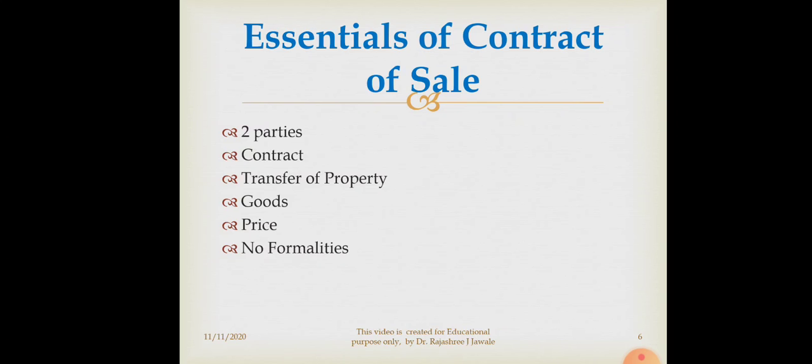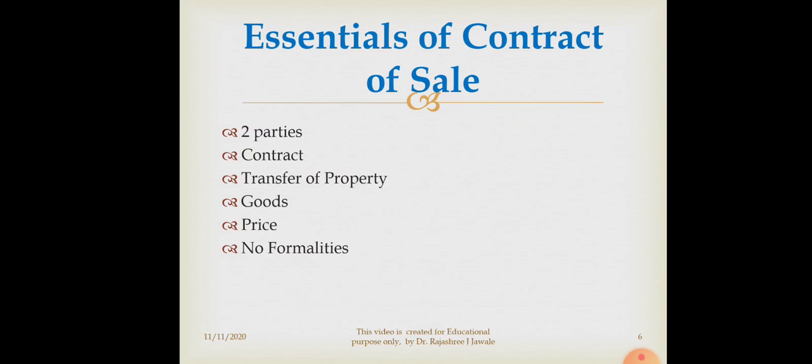Now the third aspect, and that is transfer of property. In this contract of sale, there should be a transfer or agreement to transfer the absolute or general property in the goods sold or agreed to be sold. So here the passing of title or ownership is an essential ingredient of a contract of sale.